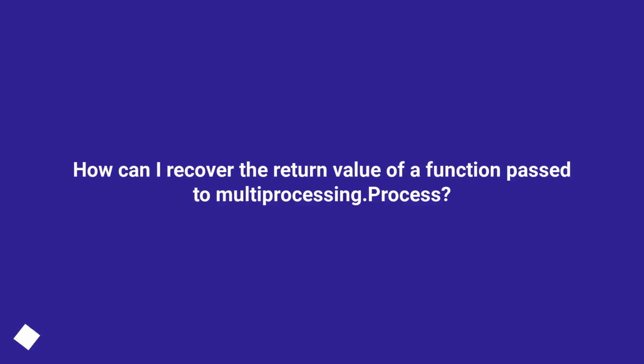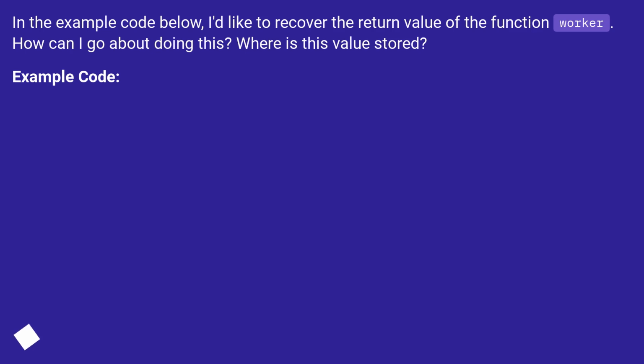How can I recover the return value of a function passed to multiprocessing.Process? In the example code below, I'd like to recover the return value of the function worker. How can I go about doing this? Where is this value stored?